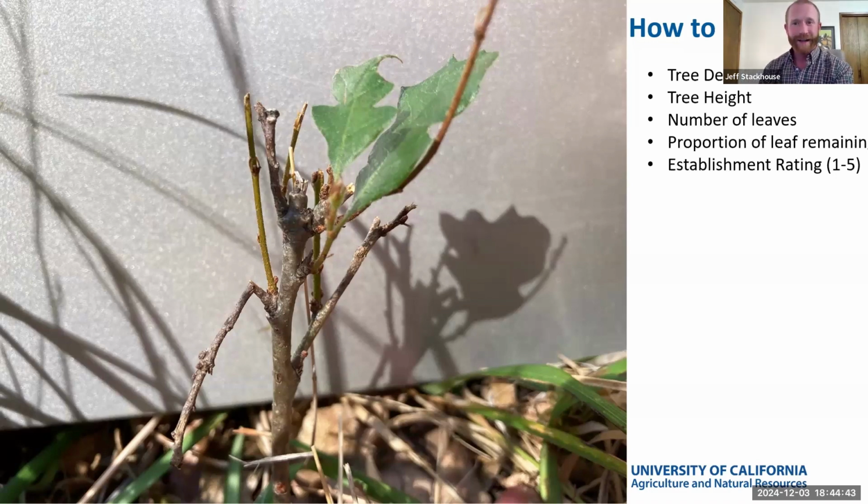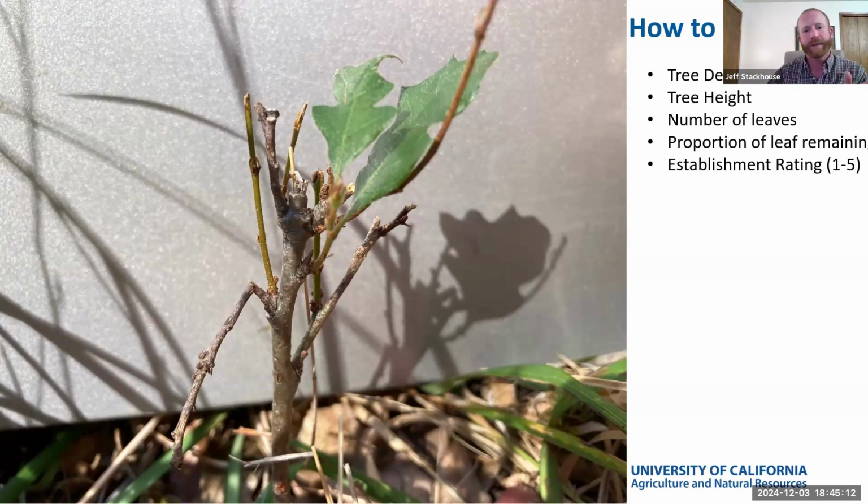But I think there are still some important things that we attempted to qualify or quantify, and that was the tree density in these plots, tree height, number of leaves, and proportion of leaf remaining after browse from insects or otherwise, and then an establishment rating of 1 to 5, where 1 was a newly hatched, if you will, acorn, where the acorn was still attached and usually had 1 or 2 leaflets. That'd be a 1.